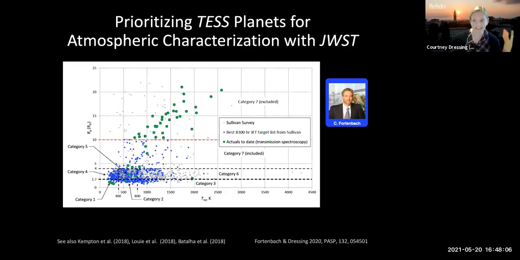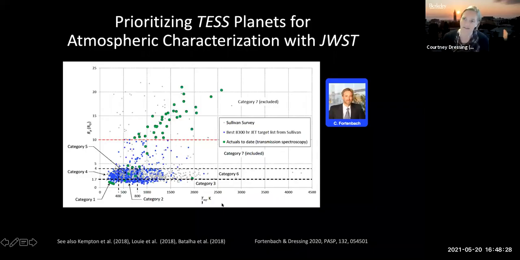We started work on this before Eliza Kempton wrote her transmission spectroscopy metric paper. And that one is definitely well cited and very interesting and quite useful. But if you want another angle looking at this, you can look at Charles's paper and download his JET package to rank targets. Here in this figure, he's showing the planet size versus equilibrium temperature. He's divided it into different categories.